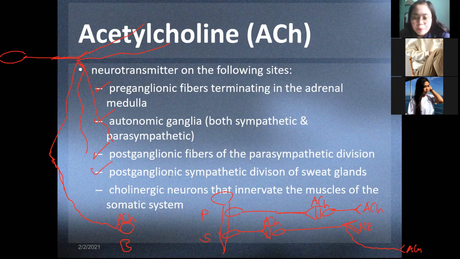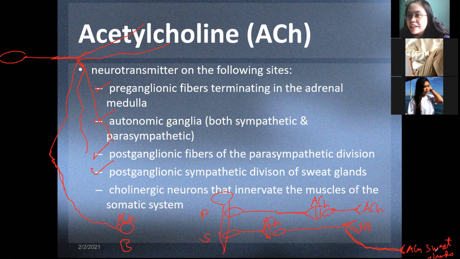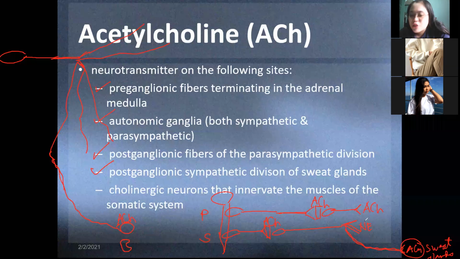The postganglionic sympathetic division of the sweat glands. Okay? So, naay fiber sa atong sympathetic nervous system na mag-end dito sa ato ang sweat glands. Pero ang nag-govern nga neurotransmitter, ang nag-carry na message kay si acetylcholine. Okay? Pero pag pangutanon mo, major neurotransmitter of the sympathetic nervous system, it should be the norepinephrine.